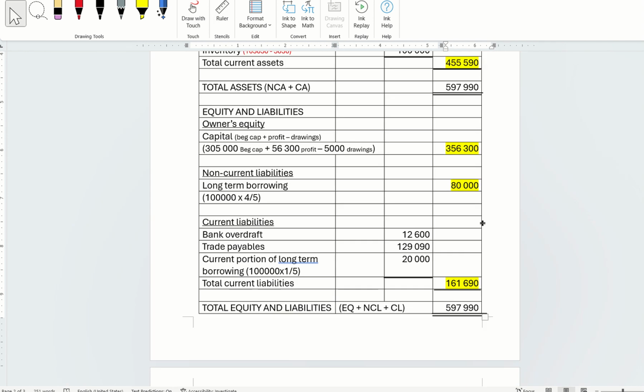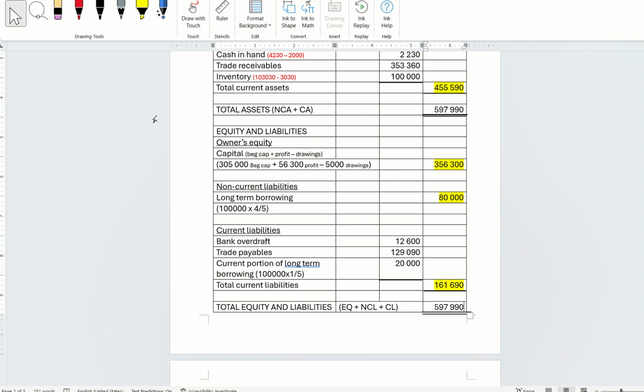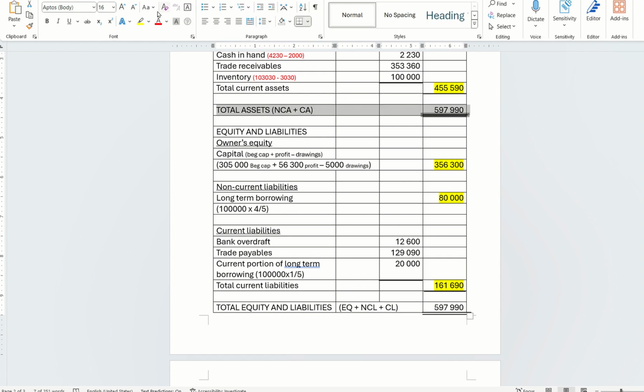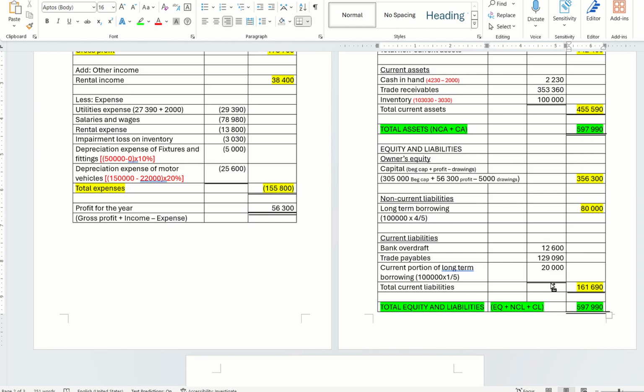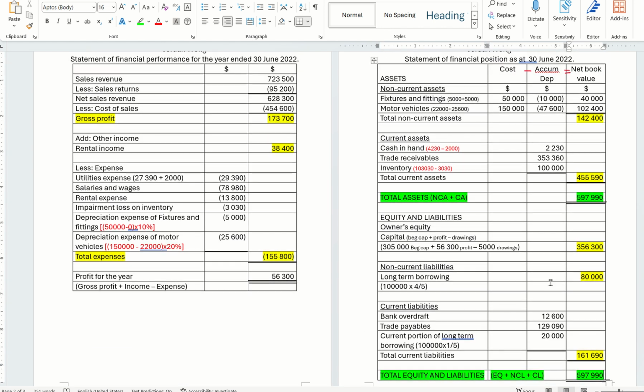Now, after that, I will do a check. The total asset, which is in green now, must be the same as the total equity and liabilities. And if it is, your financial statements are balanced. Congratulations.